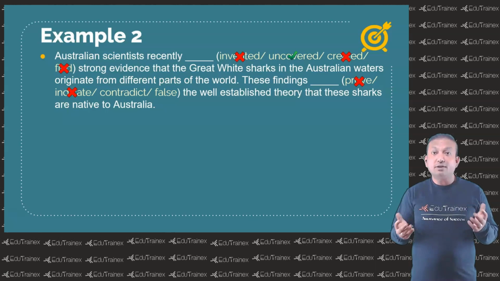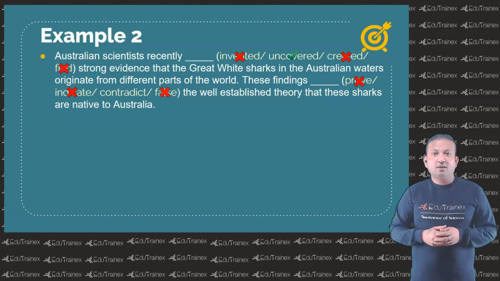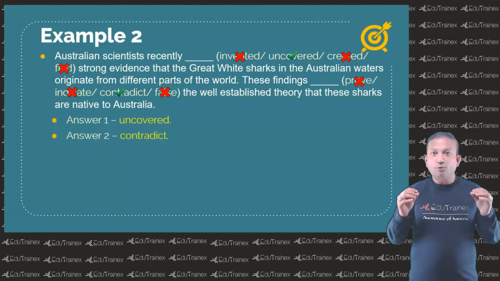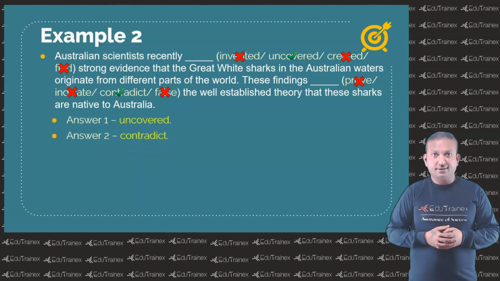So we are left with "contradict" and "false," the opposite ones. "These findings false the well-established theory" is definitely incorrect grammatically. "Contradict the well-established theory" is the best option here. I hope these two examples make much more sense to you now, how we have been using the deduction-based approach to conclude our answers.